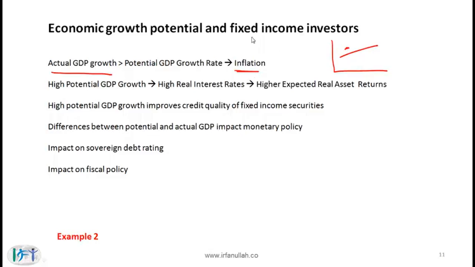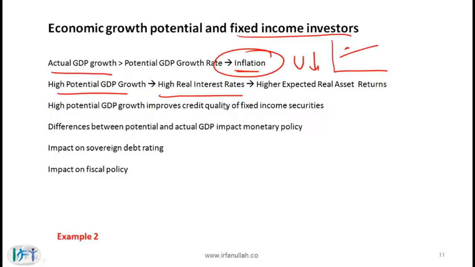Why is this important for fixed income investors? That's fairly straightforward. You saw this at level 1. If we have high inflation, that is a huge issue for fixed income investors. High inflation reduces the real value of your future cash flow stream. So high inflation would mean the value of your fixed income security becomes less. If we have a high potential GDP growth rate in a given economy, that would mean that we have high real interest rates. High real interest rates would mean that we would have higher expected real asset returns.